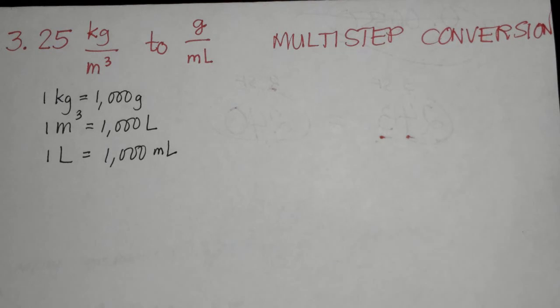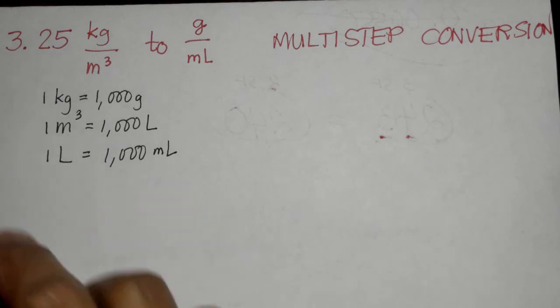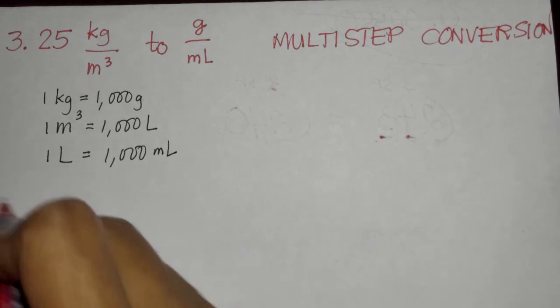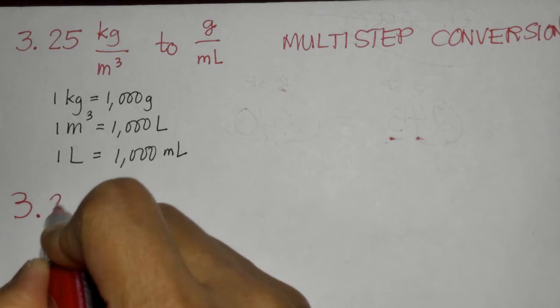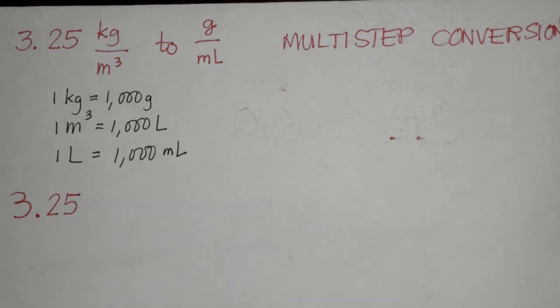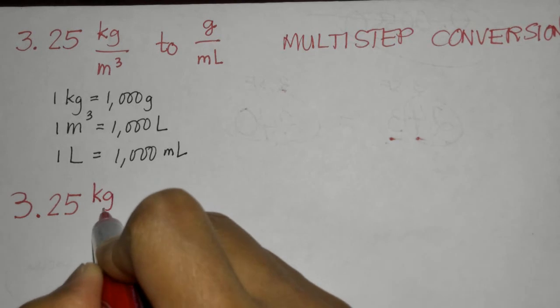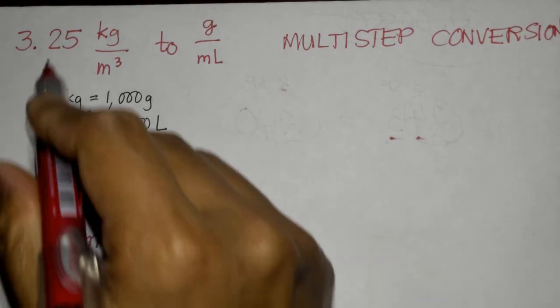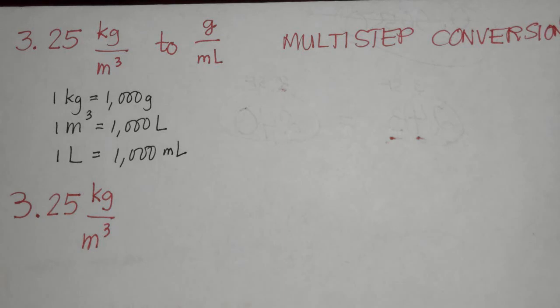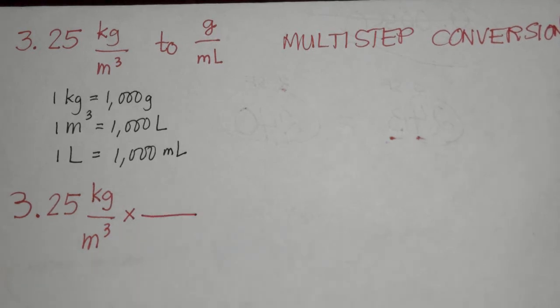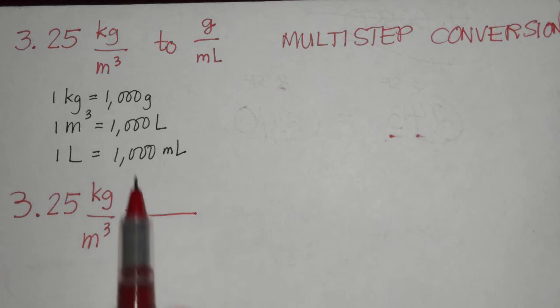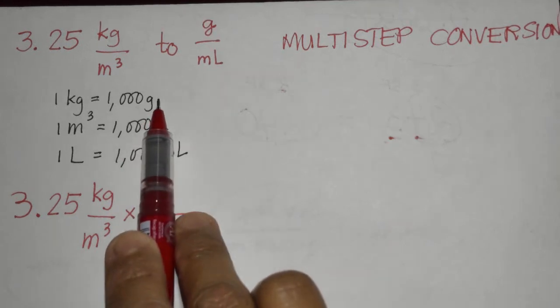Okay, let's begin. First thing, copy your given. Everything including the unit. So that's 3.25 and then there's kg on top and then m cubed below. So we're just copying the given, okay? After that, you put times. Of course, you put times. And then you put a line there. In that line, we're going to put in place our first conversion factor. One at a time, okay? One conversion at a time. So let's do the first one.